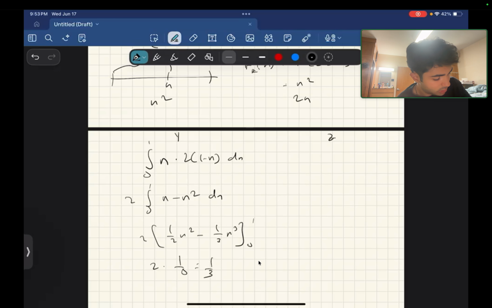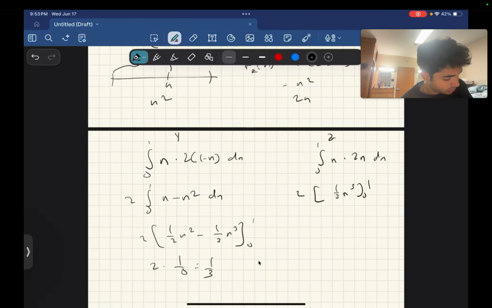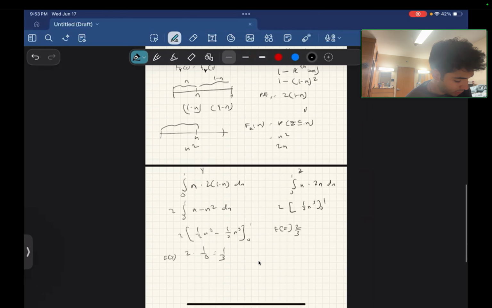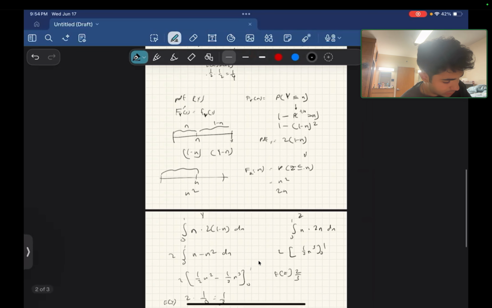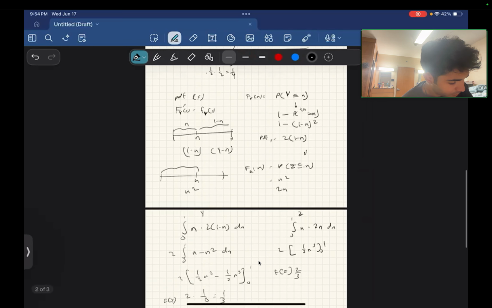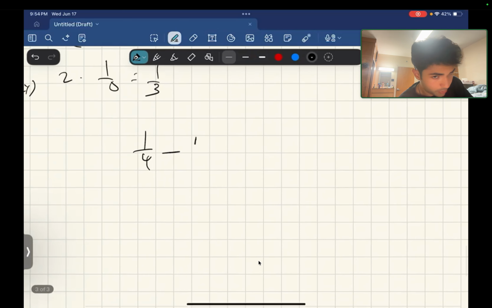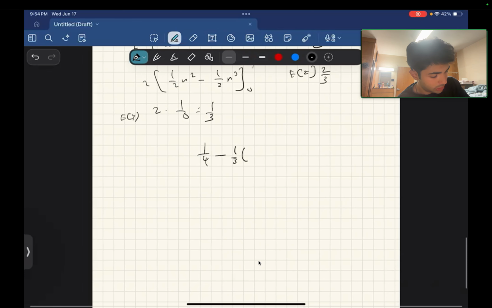And for the case of z, the integral from 0 to 1 of n times 2n dn. Take out the 2, you get 1/3 n cubed from 0 to 1, and so you get 2/3. Expectation of z, expectation of y. This is the equation we had previously, right? We had 1/4 previously minus, now the expectation of y is 1/3 and the expectation of z is 2/3.